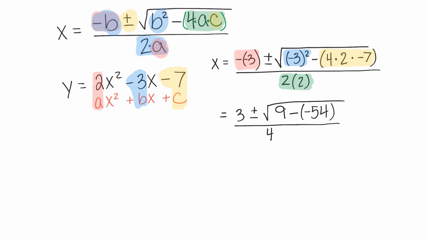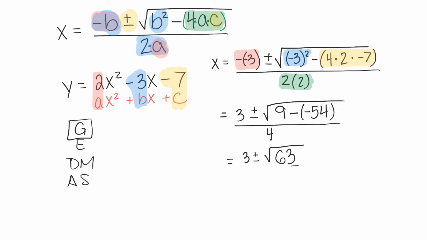Okay, your next step, we've got to deal with the square root, because remember, order of operations says get the groups first. So we need to deal with the groups first. That means I'm going to take care of everything in the square root. So 3 plus or minus 9 minus negative, so this is positive, 9 plus 54. 9 plus 54 is 63.